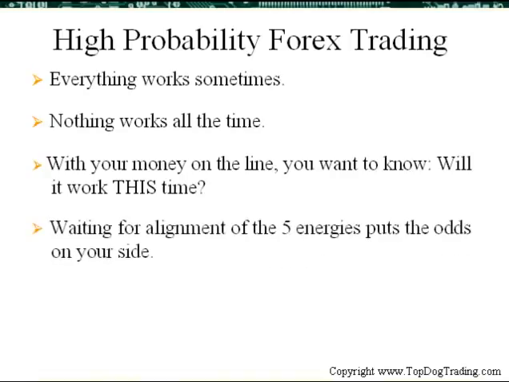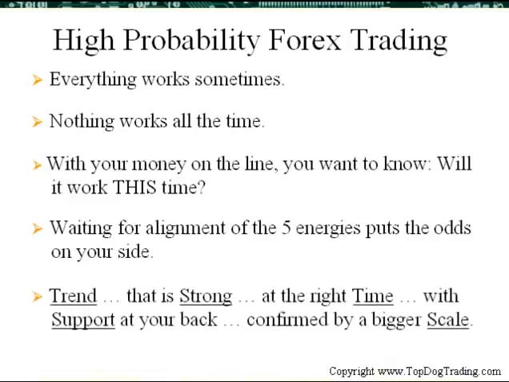Now, how do we know whether or not we have a high probability Forex trade? That is the big question. And the way we know is by simply going back to those 5 energies, waiting for the alignment of all 5 energies to tell you the same thing concurrently. That puts the odds on your side. That's when you have a high probability trade.